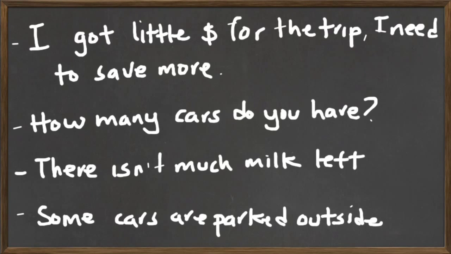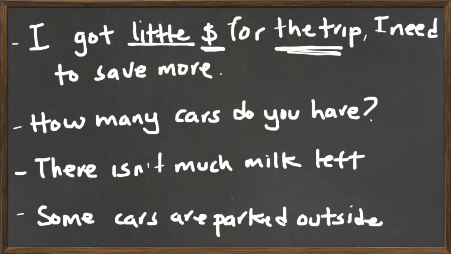Now, we have some examples here. Number one, I got little money for the trip. I need to save more. So when we use little for uncountable nouns, little money is uncountable. Here I'm stating that I don't have sufficient money for this purpose, the trip. So I need to save more. I need to get more money before I can go on that trip.